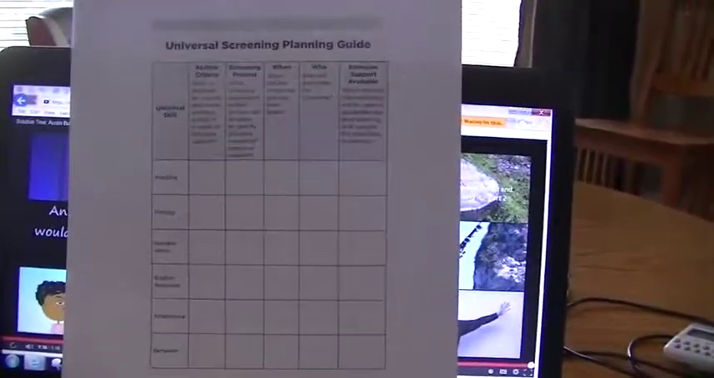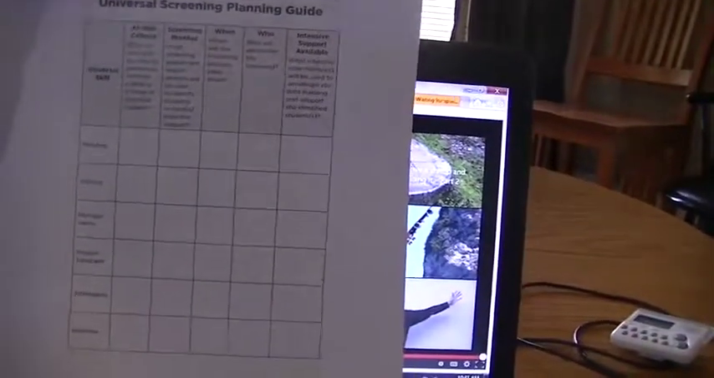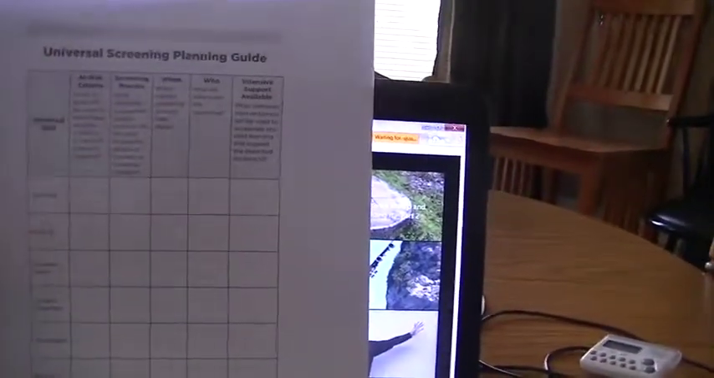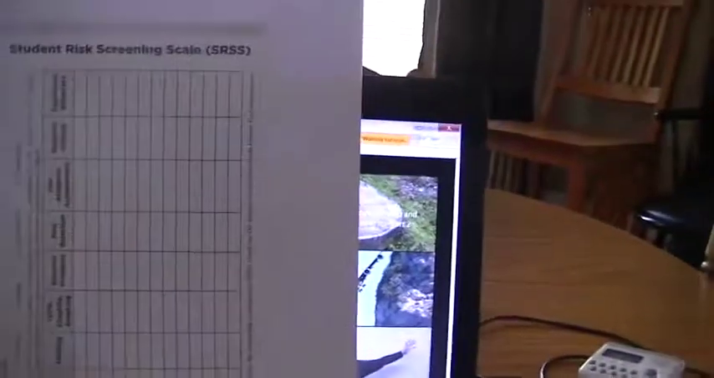They will get a copy of a universal screening planning guide that's in the study reproducible area under Solution Tree in my book. That was a website they said you could go to and get some things. So there's 2 pages to that: a planning guide protocol, and on the back, a student risk screening scale.